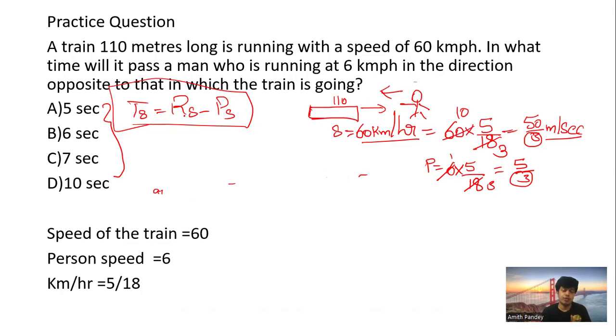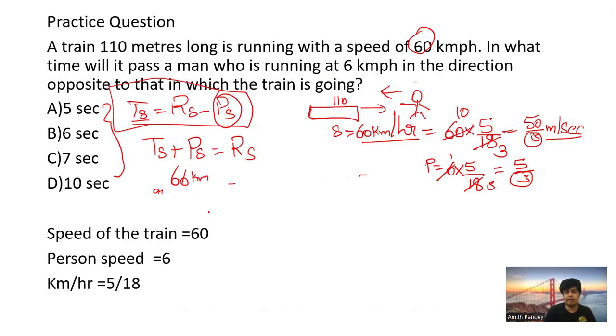Whenever there is a time factor, if they say in what time it will cross or in what time it will pass, it means that is relative time. As you can see here, the speed of the train is given and the speed of the person is given. So speed of the train plus speed of the person is equal to relative speed. From the same formula, I have sent this person to the other side and it becomes plus. It means 60 plus 6, that becomes 66 kilometer per hour.